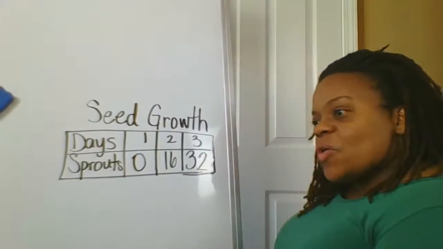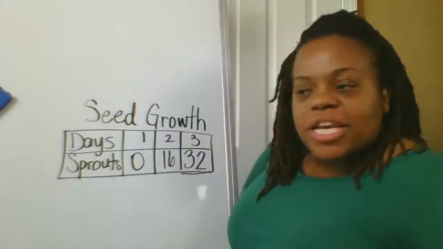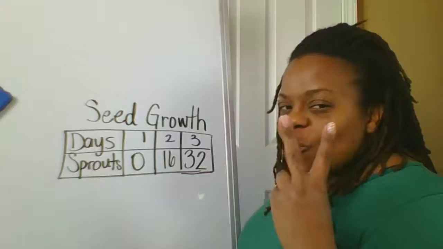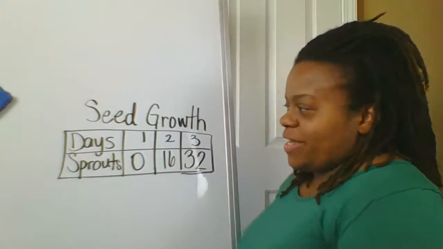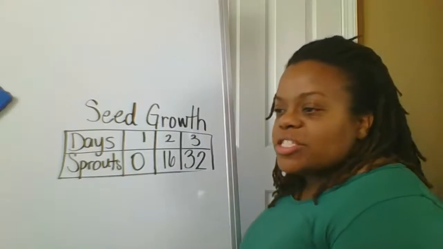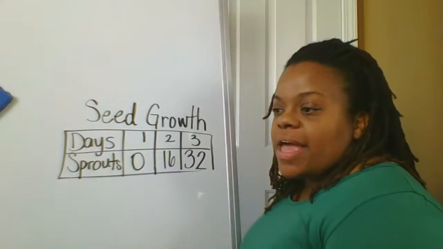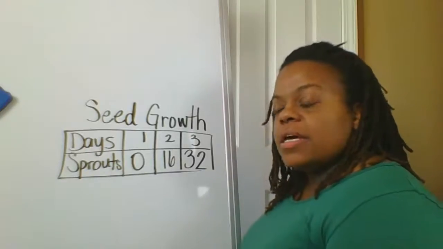All right, so you all did very well on your daily review 15-2. There were just two questions that I wanted us to go over. And so this is one of those two questions. The question says, how does the number of sprouts change as the number of days change?